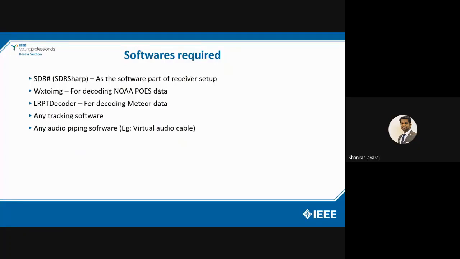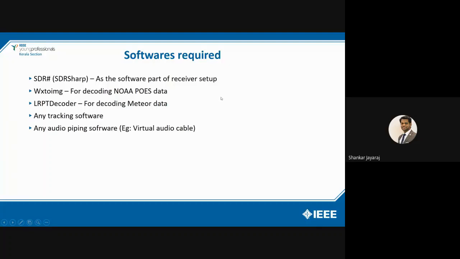If you need software for tracking the satellites, you can use SatSharp. You can take a screenshot of this, as these are the software required for your computer to download. So you need to have SatSharp, that is a software. You can get WXtoImg software for decoding the data from the satellite.